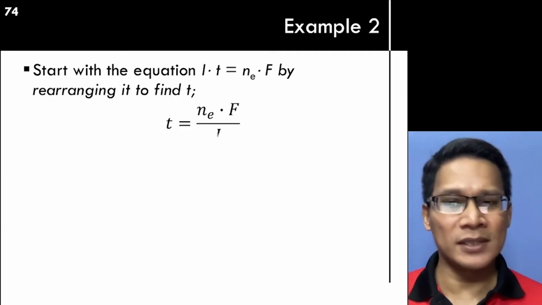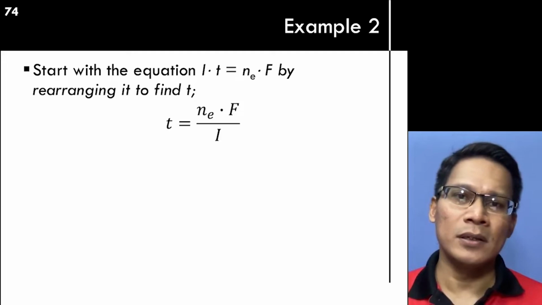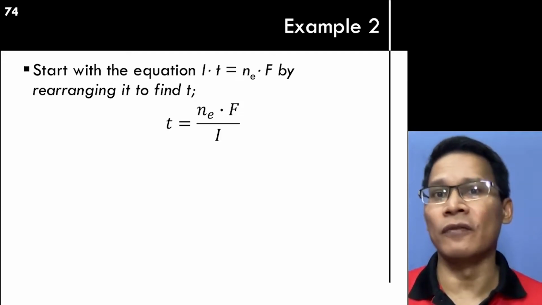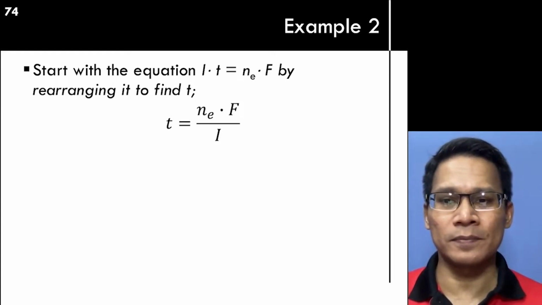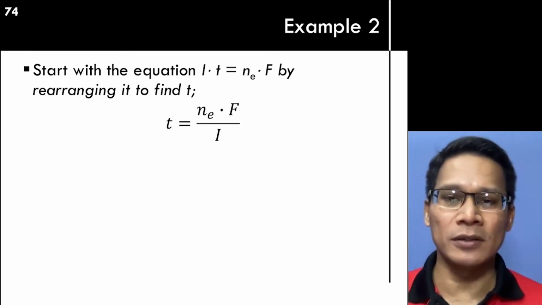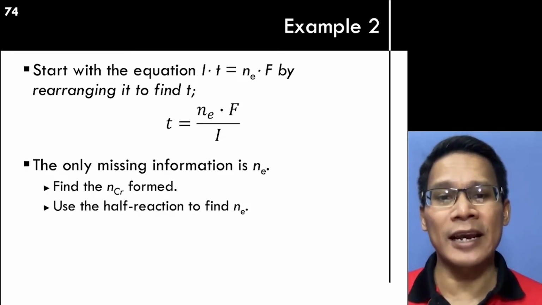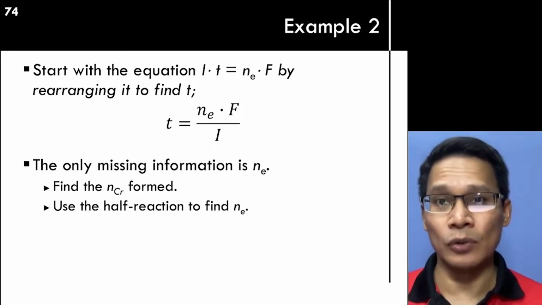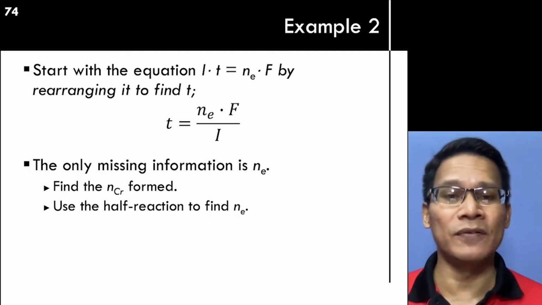Let us start once again with IT equals to NF. Since we need to find the duration of the electroplating process, let's rearrange the formula with T as the subject. Since current is already given in the question, we are only missing an E to calculate the time taken. So, let us find an E first by using the half reaction given in the question.